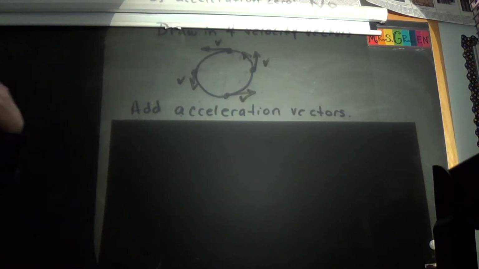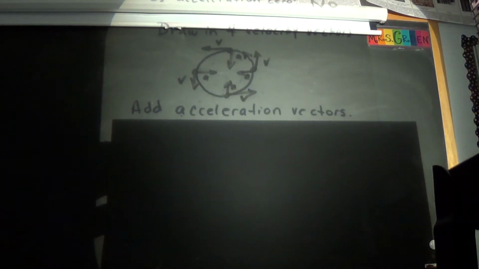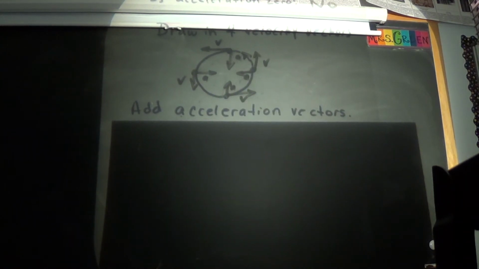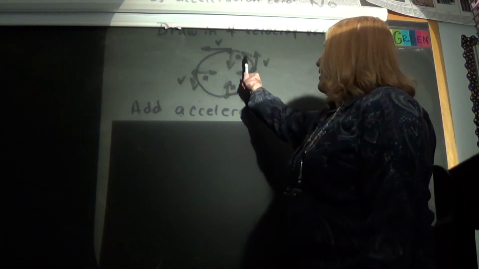This was hard to visualize. I had to teach you that. So Abby, which way? Isn't it towards the center? Yes. So acceleration at each spot will go toward the center. And you put an A next to those. And mine's going to get crowded. Hopefully yours is a little larger than mine. For those who are looking on video, I just added little A's here.